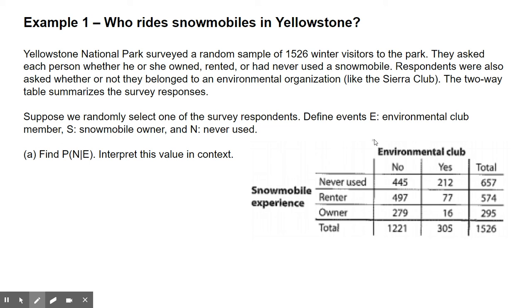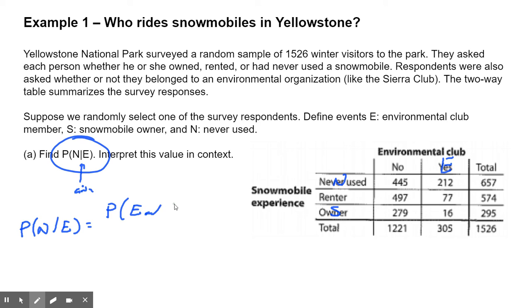Define E as environmental club member, so this is E, S as snowmobile owner, that's S, and N as never used, that's N. Find the probability of N given E. So again, that's given. The probability of N given E is the probability of E and N over the probability of E. Both over the given.